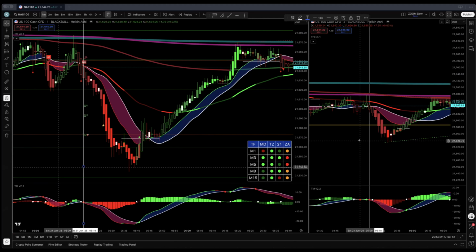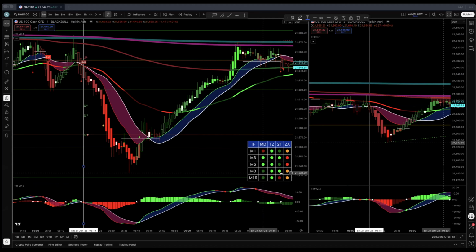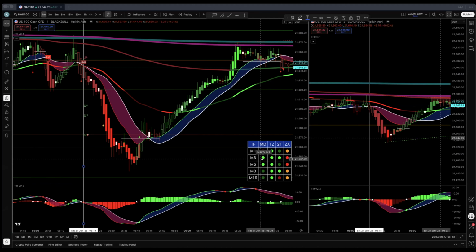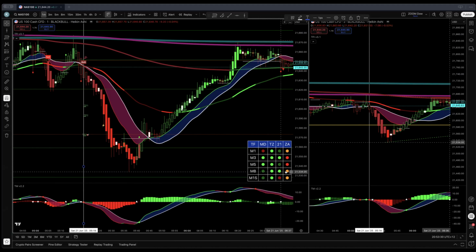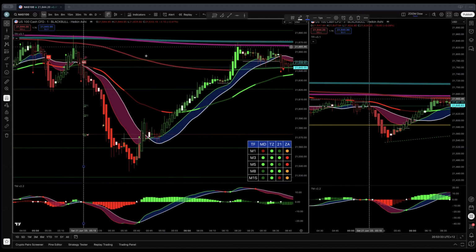Likewise, if you're trading the 3 minute, we tend to look at the 8 minute. So if the 3 minute needs to be all red for a sell, and likewise the 8 minute needs to be all red for a sell. So the first rule then is the trend zones must align.